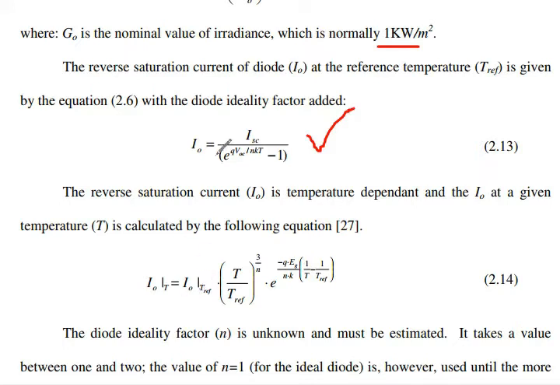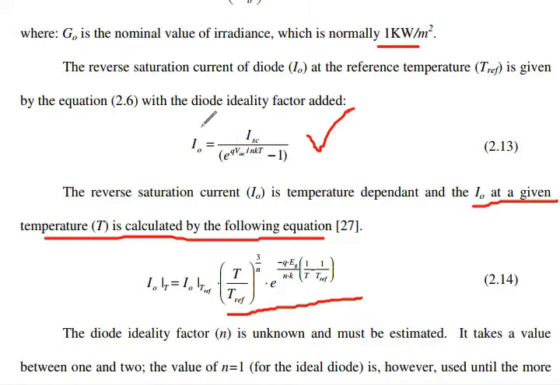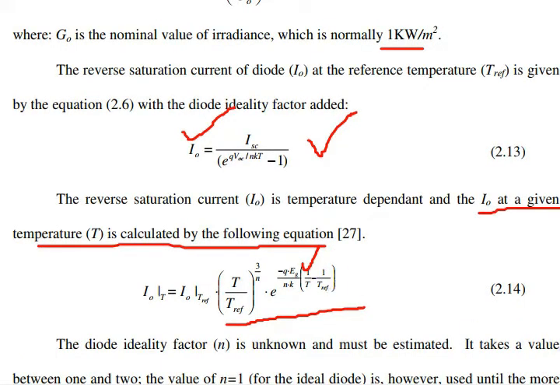If we multiply the reverse saturation current at the reference temperature by this factor, it will give the reverse saturation current at any temperature T. So I_o at any given temperature T can be calculated from the following equation. I naught at reference, multiplied by (T over T reference) raised to the power 3 over n, e to the power minus q E_g over n k, times (1 over T, that specific temperature at which we want to calculate the inverse saturation current, minus 1 over T reference).